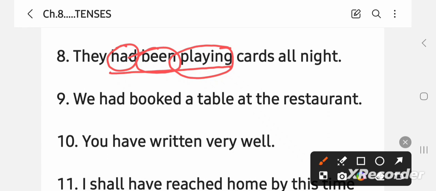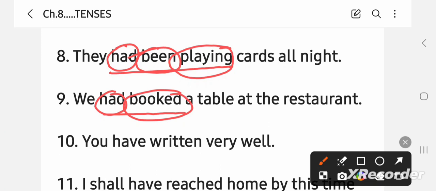Let's have a look at the ninth sentence. We had booked a table at the restaurant. What is the verb? Had booked. And what is the tense? It's past perfect. Had stands for past, booked, action has been shown as completed, so had booked, past perfect tense.